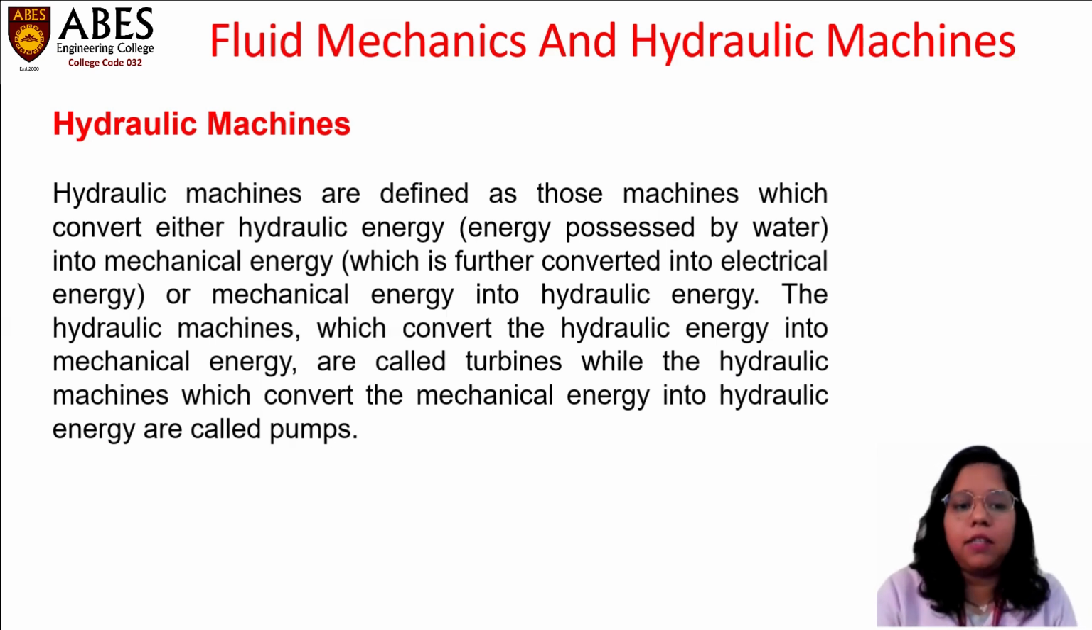Here we are categorizing two types of hydraulic machines. The one type of machines which are converting the hydraulic energy of water into mechanical energy, that is further converted into electrical energy, are termed as turbines. When these machines are converting mechanical energy into hydraulic energy, these types of hydraulic machines are termed as pumps. These are the two types of hydraulic machines: one is turbines and the other one is pumps.